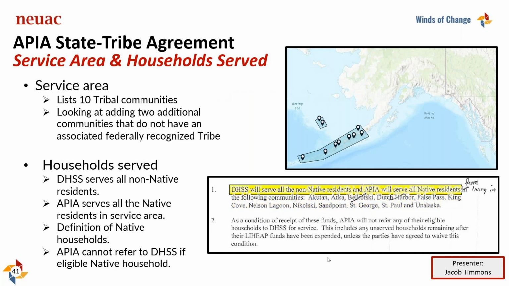We also describe whether we serve native or non-native households. API has made the decision to serve only native households. And in our operating procedures, we further define that as any household that has at least one Alaska Native or American Indian resident in the household, including children. So even one child in the household will serve that as a native household. And we document this with a copy of a tribal card, tribal enrollment letter, or a CIB.